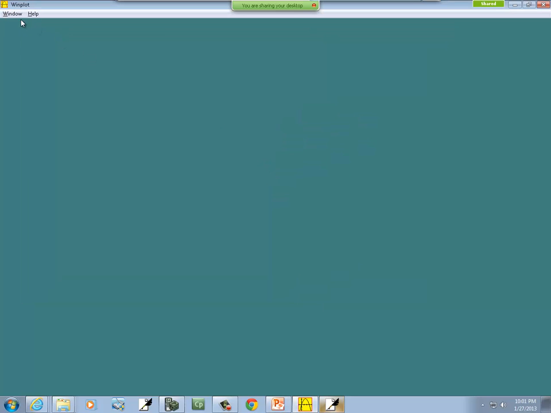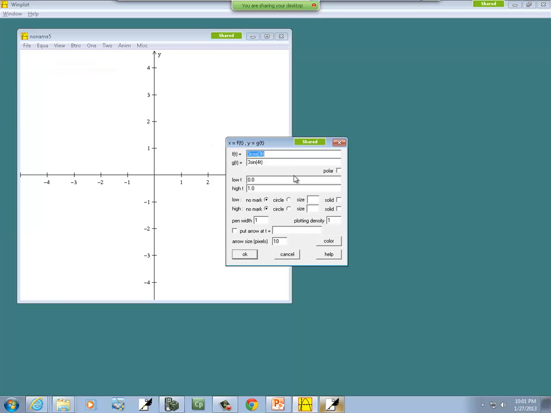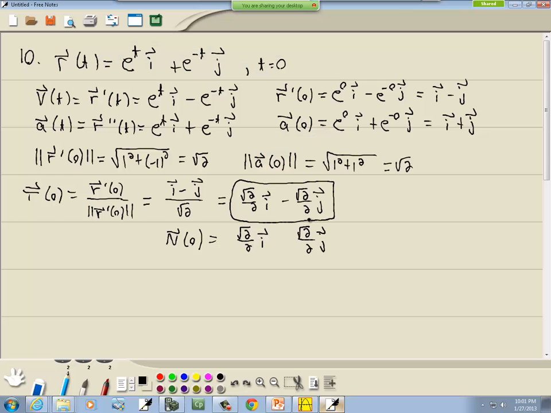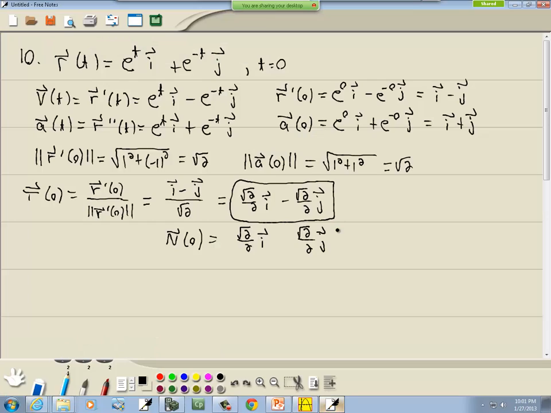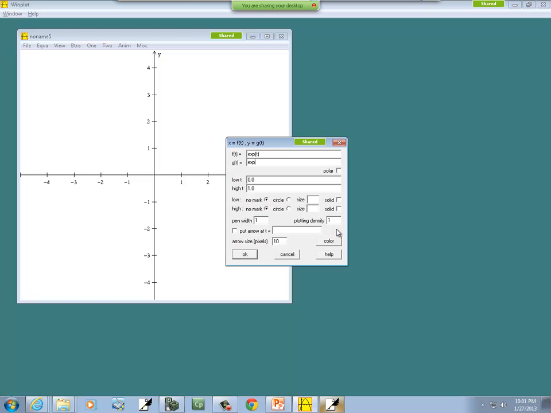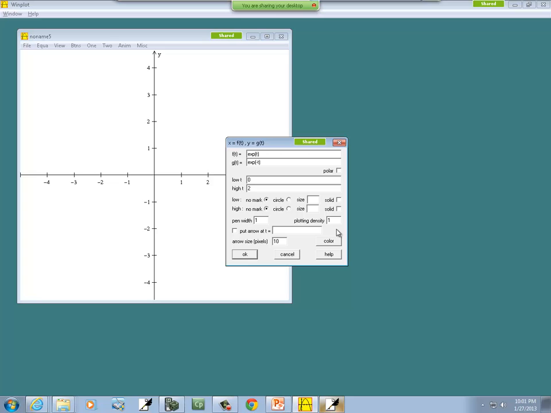So close that. I'm going to do window, 2 dimensions. I'll do equation, parametric. And our f of t is going to be e to the t, which is exp(t). And then g of t will be exp(negative t). And we're going to have 0, and high t is going to be, let's say, 2. And I'll put an arrow at t is equal to 1. And click OK.